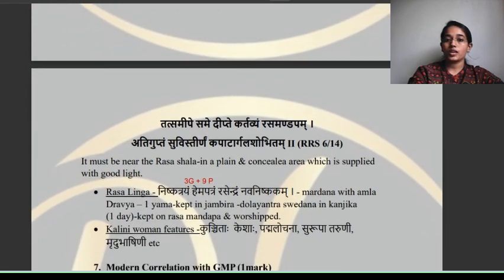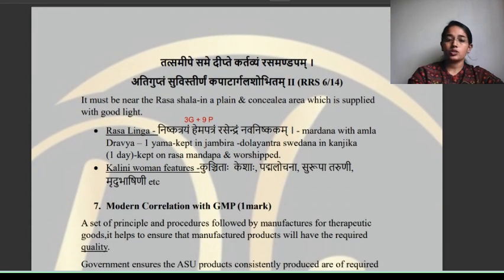So there's a sloka for that which is mentioned in Rasaratna Samuchaya 6th chapter, just after the mentioning of the location of Rasashala. Okay, what is that? Tat Samibe Same Dipte Kartavyam Rasamandapam. That is, the Rasamandapa should be placed near the Rasashala Adi Guptam. It should be in a concealed area, so Vistirna, in a plain area. Okay, and it is supplied with good light.